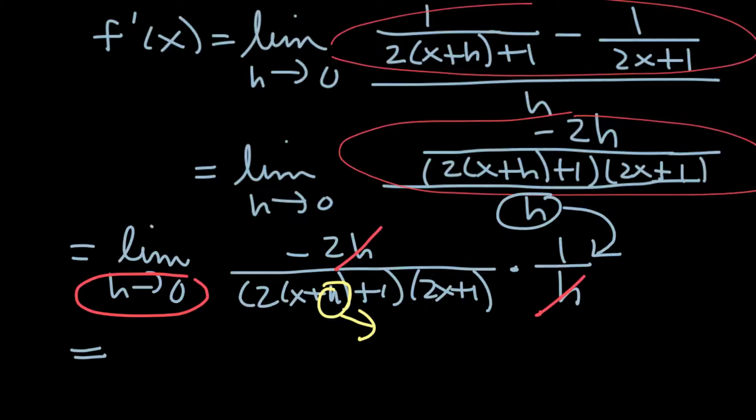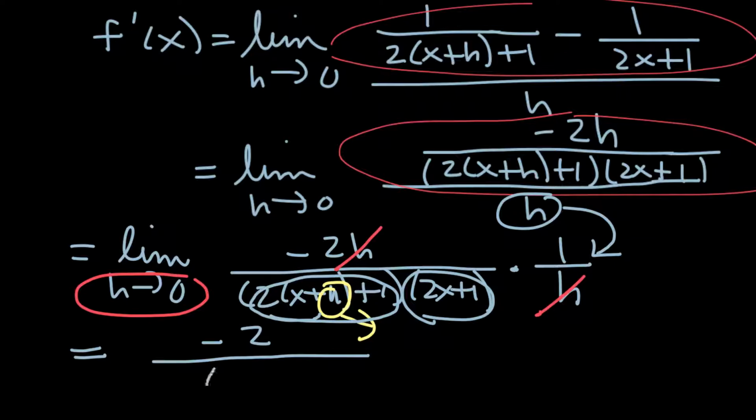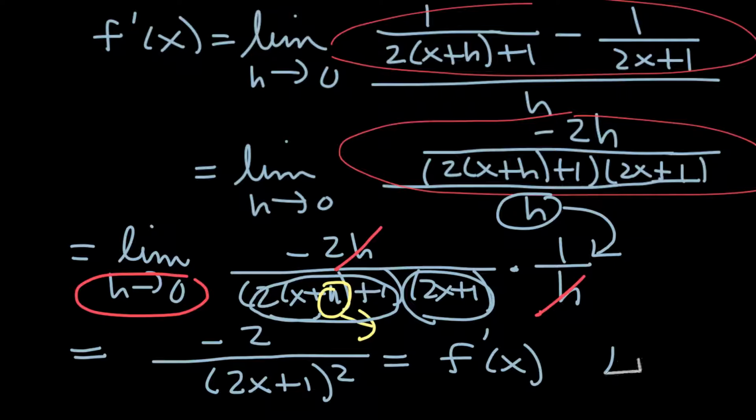We can now take the limit, and we get minus 2, that's all that's left in the numerator, over, here we have 2x plus 1 and 2x plus 1, so we get 2x plus 1 quantity squared, and that is the derivative of our original function.